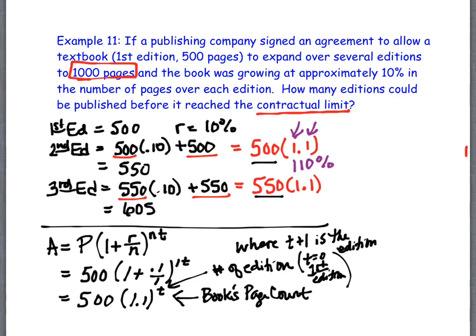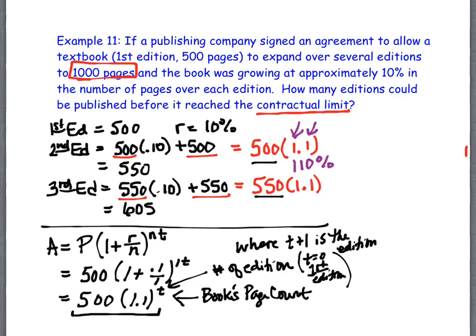Okay, so let's go back to what the question's actually asking. Now, the question asks, how many editions could be published before it reaches its contractual limit. What that means is that you can continue to change the value for t indefinitely in your calculator until you actually exceed 1,000. That's what you're looking for. So if you plug into your calculator this expression, 500 times 1.1, and then you use the little caret button, or your y to the x button, depending on your calculator, raised to a power.